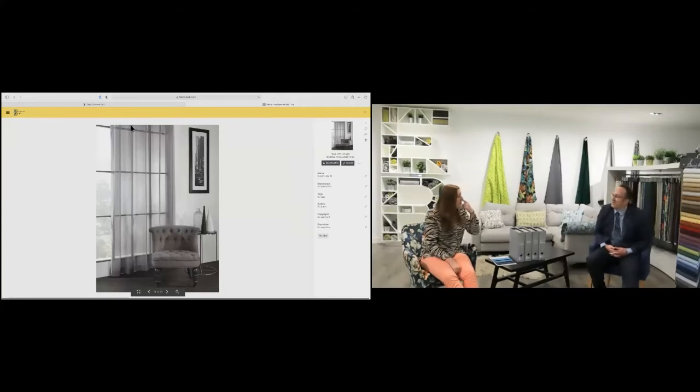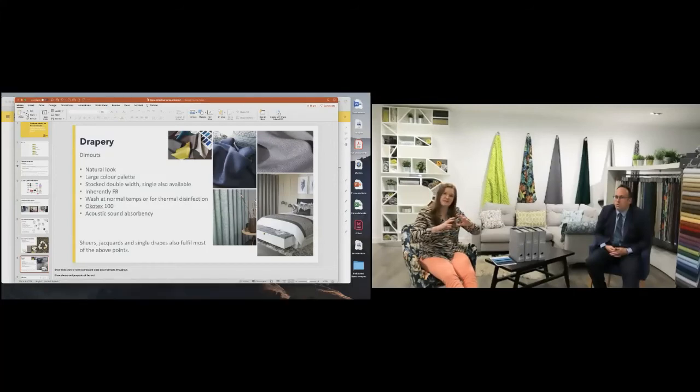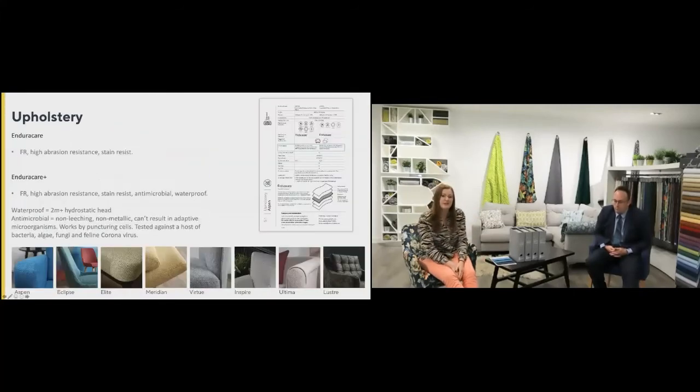So we're going to come back to prints as a general topic because that spans upholstery and drapery, but we are going to skip over to upholstery now because, like we've said, there's an awful lot of sitting down in care homes. We've done a webinar this morning that was more in depth on upholstery, but in terms of healthcare, I think we've got two brands in our upholstery range: Enduracare and Enduracare Plus. Enduracare is the heavy contract, and Enduracare Plus is the severe contract.